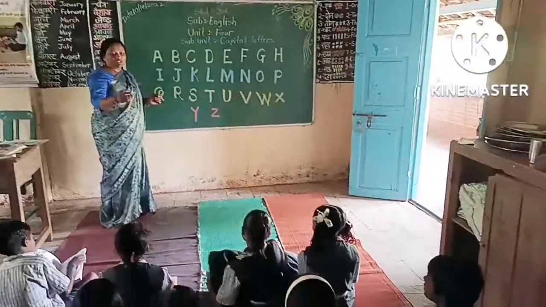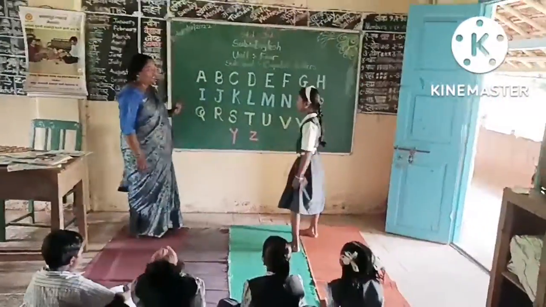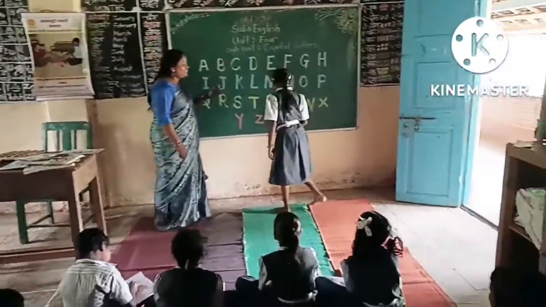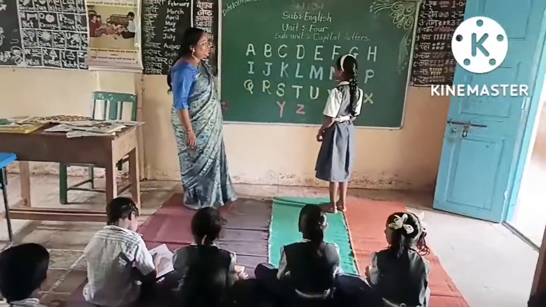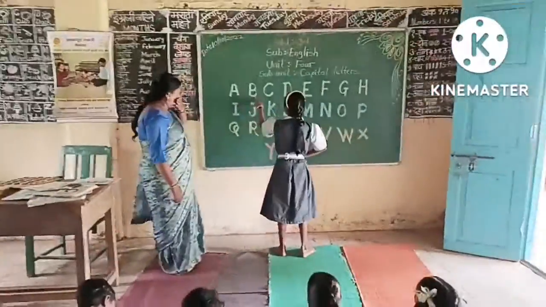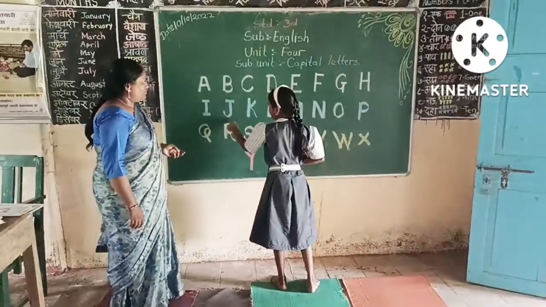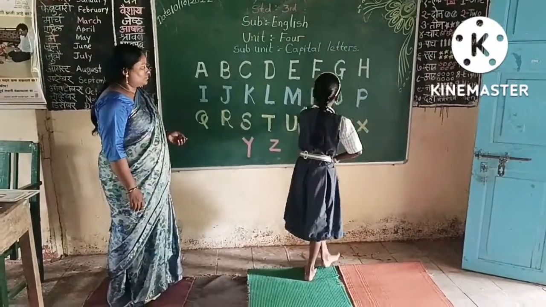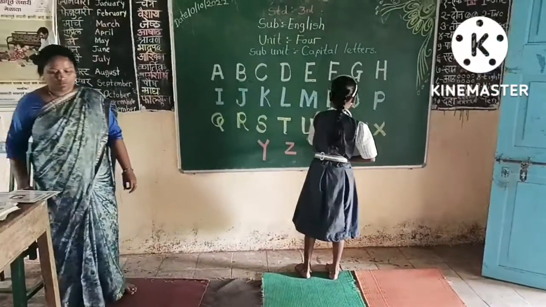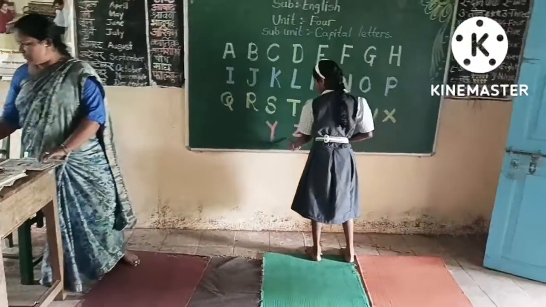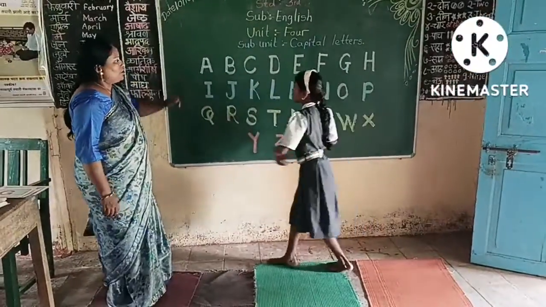Now Shreya, you come here. How many alphabets are here? There are 26. Please count it. 1, 2, 3, 4, 5, 6, 7, 8, 9, 10, 11, 12, 13, 14, 15, 16, 17, 18, 19, 20, 21, 22, 23, 24, 25, 26. These are 26 alphabets. Now please read it like this.